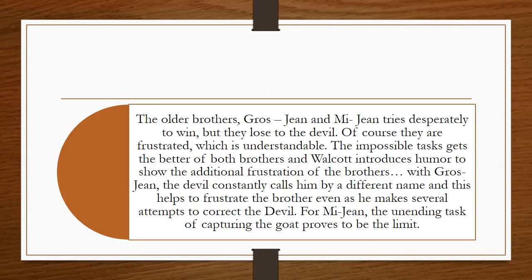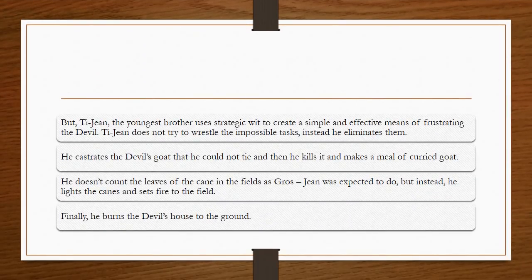And mind you, perseverance doesn't always last long if you are not careful and if you are not mentally strong. And so these two boys actually became the victims of the devil. As the play progresses, we meet Ti-Jean, and he is the youngest brother. And here, I believe Walcott tries to show us that age does not matter, and age should not be a factor in where we go in life.